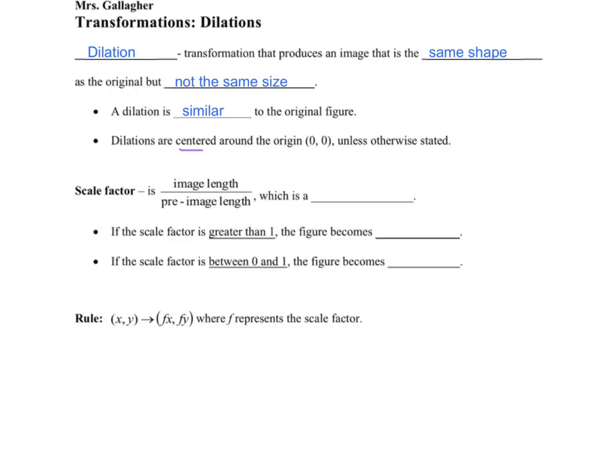Dilations are centered around the origin, the 0, 0 coordinate, unless otherwise stated. Something that's important to understand about dilations is the scale factor. It is the image length over the pre-image length, which is going to be a ratio.